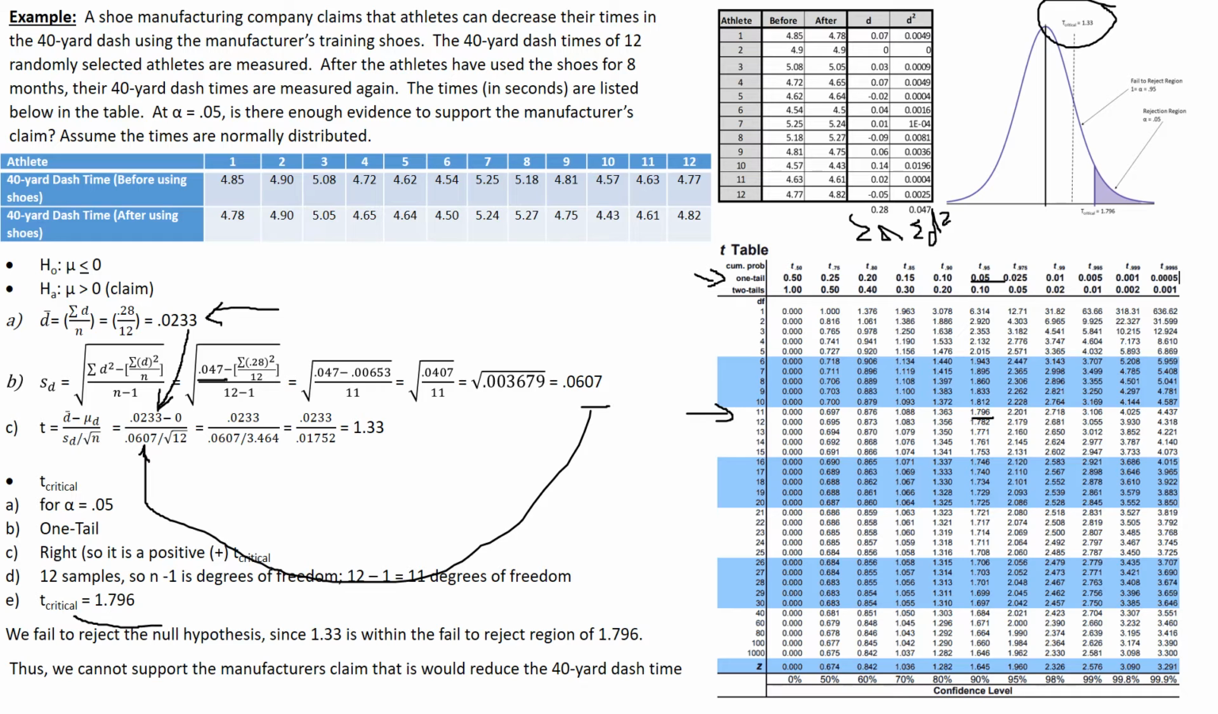And again, as before, the arrow is pointing towards the right on the alternate hypothesis. And this is the make or break right here. To the left is where I fail to reject, and this is the reject side on the right. So it's within that. So we reject the null hypothesis, which is that it is less than 0. So we cannot support the manufacturer's claim that it reduced the 40-yard dash.